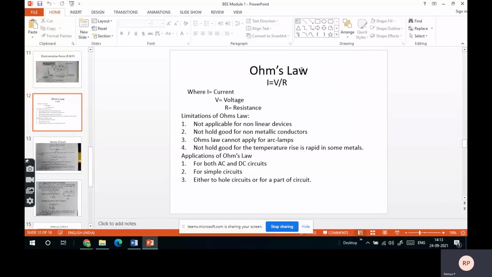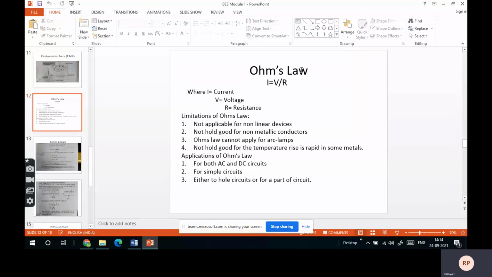Coming to the limitations. What are the limitations of Ohm's law? As we have come up with one particular law, where it is applicable and where it is not applicable, this is what we are going to discuss in this topic. The first limitation is that it is not applicable for non-linear devices. Non-linear devices may be a diode, a zener diode, voltage regulators, or rectifiers.